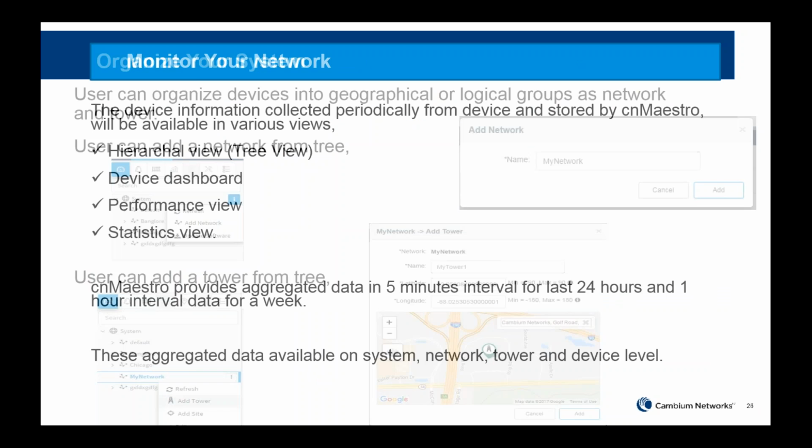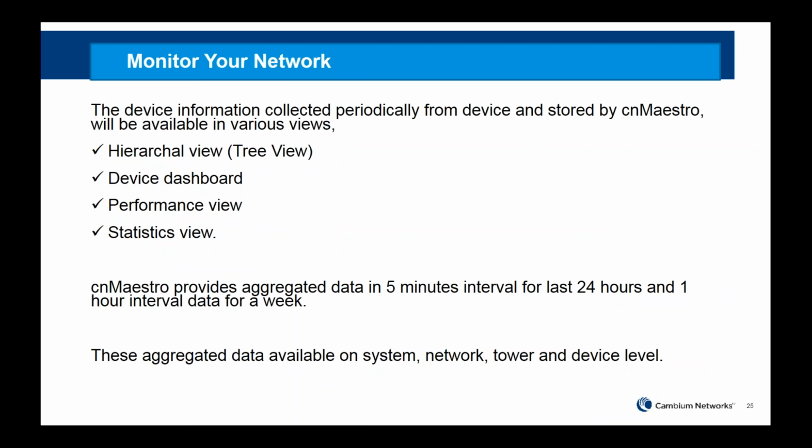Okay, this one is the tree view, and another one is the device dashboard, where the minimum information will be available about the radio, the health of the device, and its parent information, its parent tower where it belongs, and also the children information, how many children it has connected.